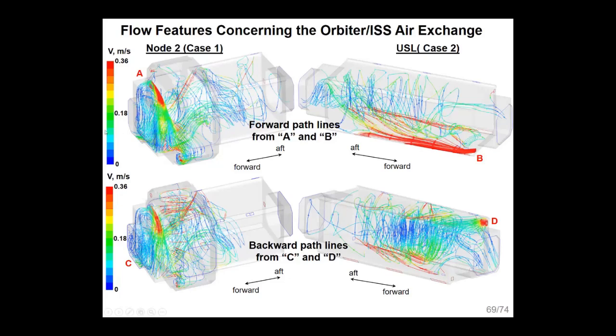It returns back to the orbiter. It is visible also here by backward pathlines issued from this hatch. In fact, the flow is from node 2 to the orbiter. We show the backward pathlines, and these backward pathlines have their source in this opening. It is the problem, the short circuiting.